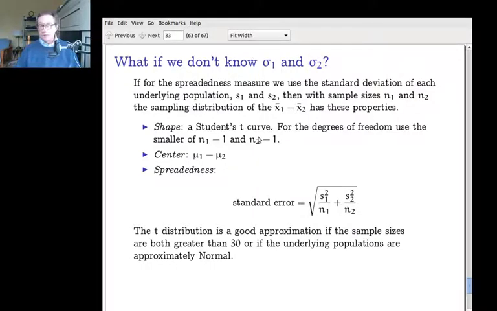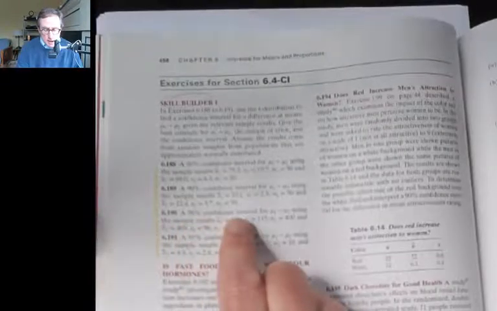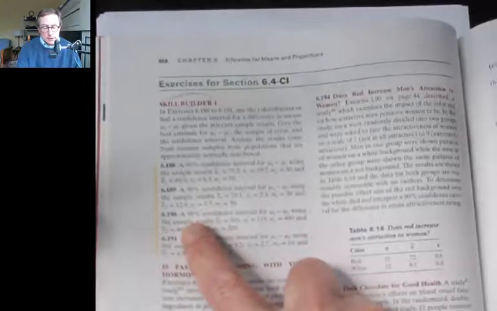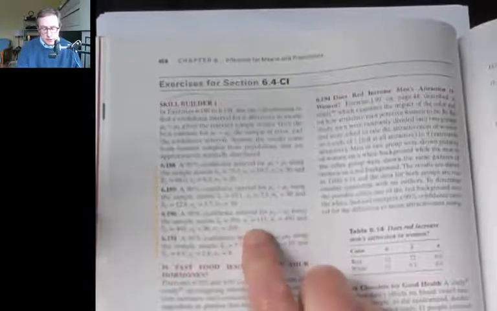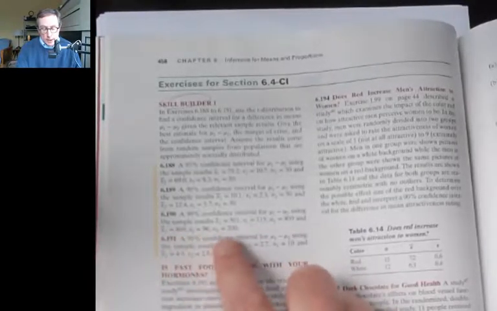Okay, so I want to try two examples here, and the first example that I had in mind was 6.190, on page 458. It says 99% confidence interval for mu1 minus mu2. Do you see the mu1 minus mu2? They want me to figure out where mu1 minus mu2 is, and they want me to be 99% confident about it. And then, of course, they use some numbers: x1 bar, s1, and n1, x2 bar, s2, and n2.